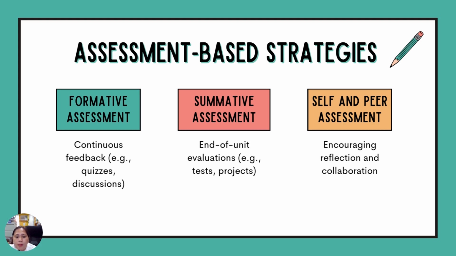So for example, at the end of the unit, it could be long quizzes or a final project, for example, environmental conservation for a science class. That is to assess the overall comprehension. While self and peer assessment is to help students reflect on their progress and improve collaboration skills.